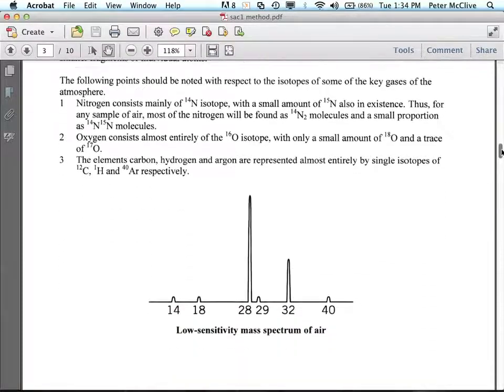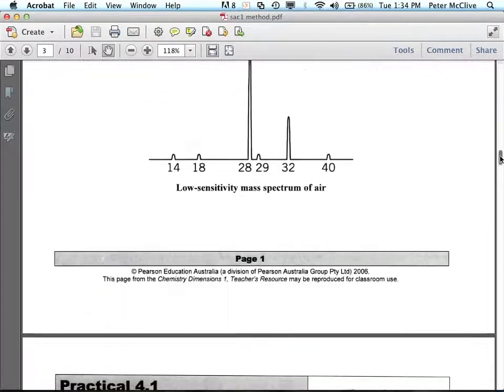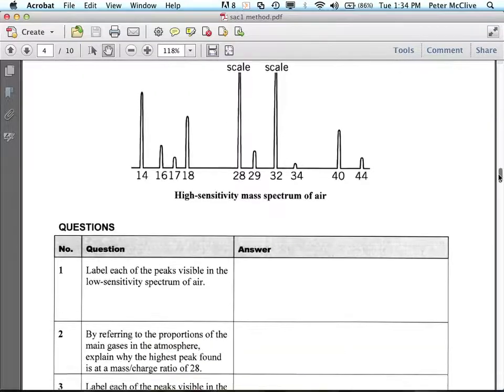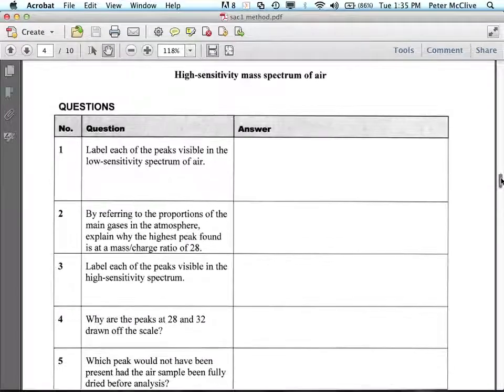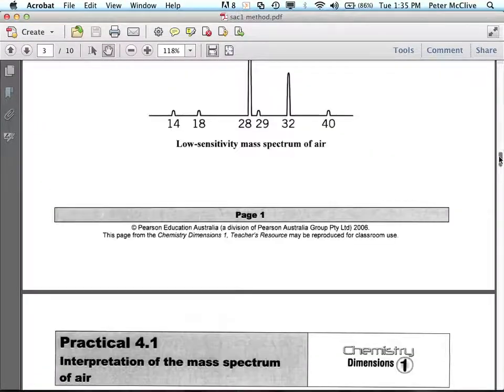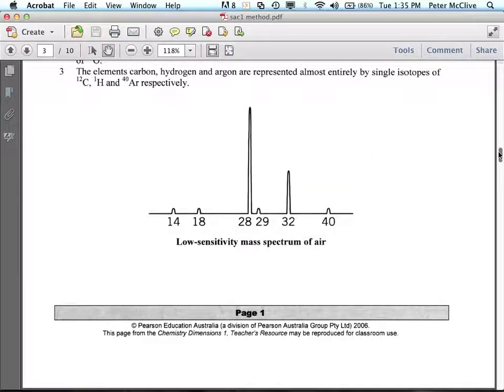And this is some mass spec data, and there's some questions. So if you can answer these questions, that will be pretty much what the questions on the SAC are based on. Okay. So it'll say, label each of the peaks visible in the low sensitivity spectrum of air. Okay. So there's two spectrums. This is the low sensitivity one.